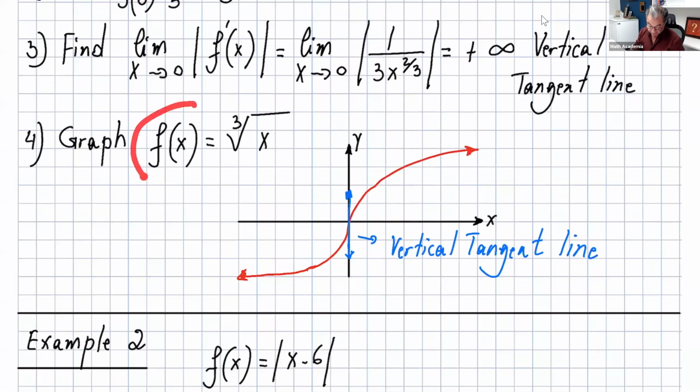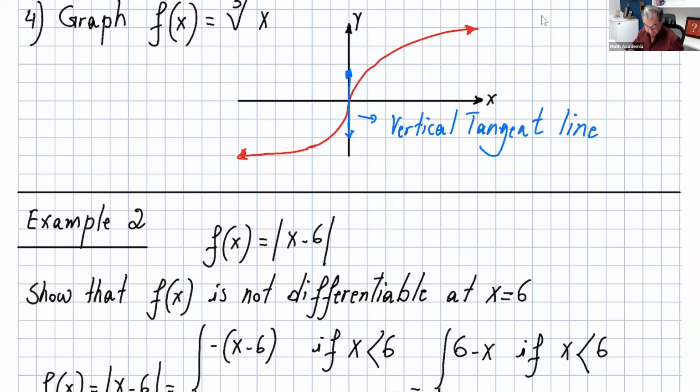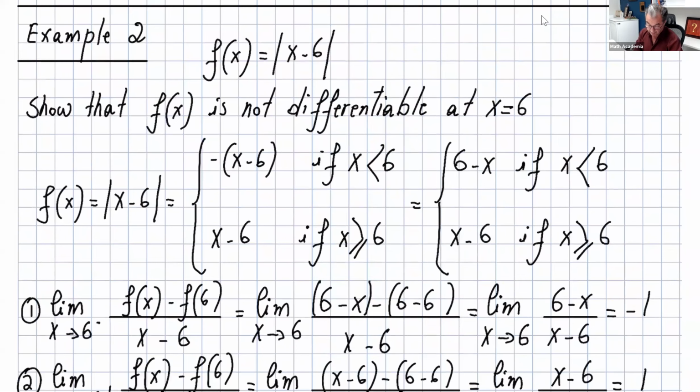The graph of f of x equals the cube root of x is that. And we notice that at 0, we do have at this point the vertical tangent line because the derivative is undefined.